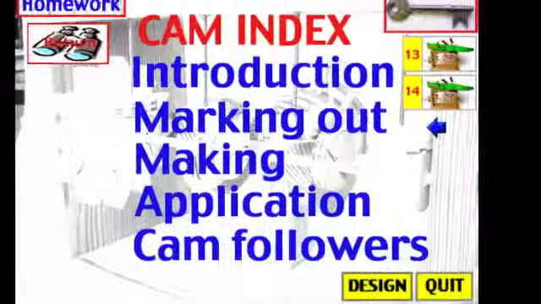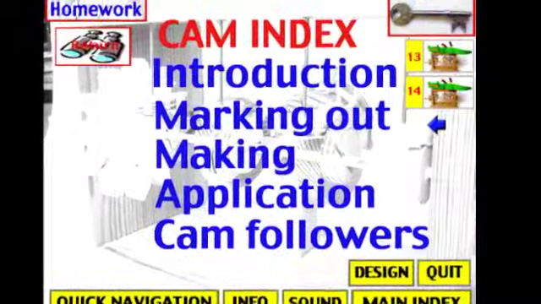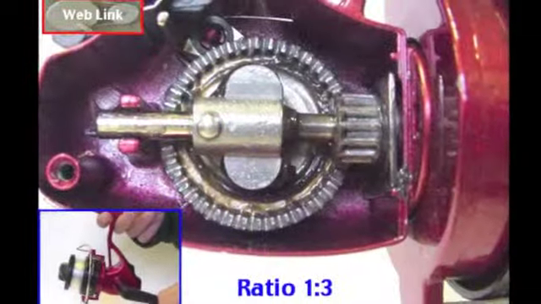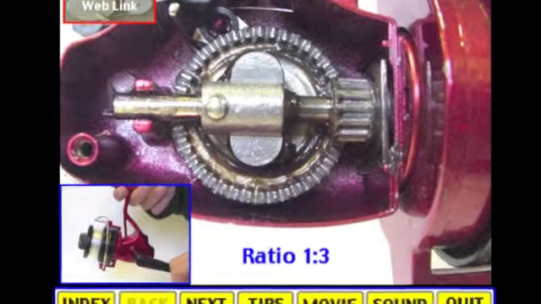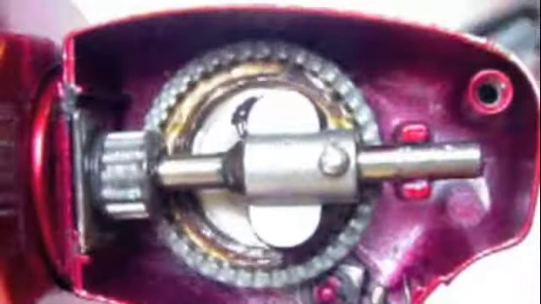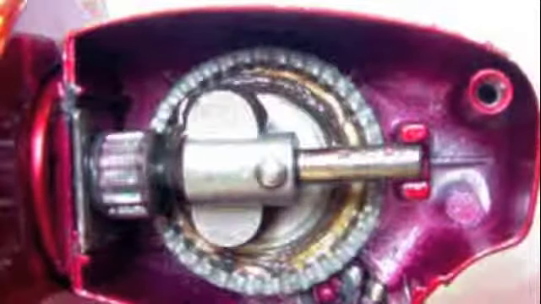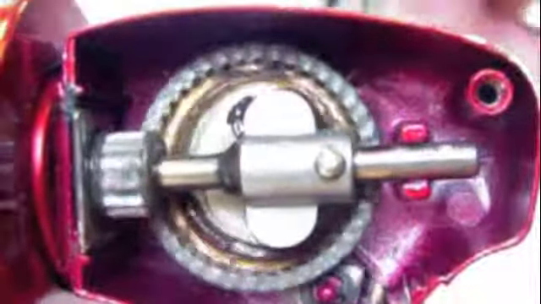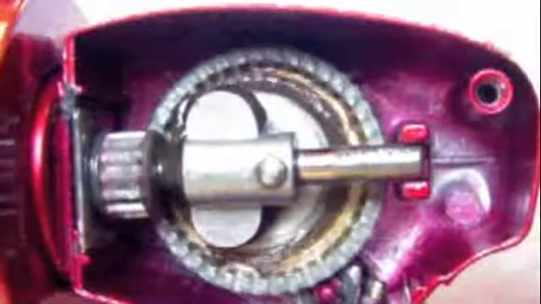Each section for every mechanism will have an introduction, marking out, making and application. This shows the inside of a fishing reel. It shows a typical bevel gear and how the inside of the fishing reel works. One turn of handle, turn the spool 3 times.